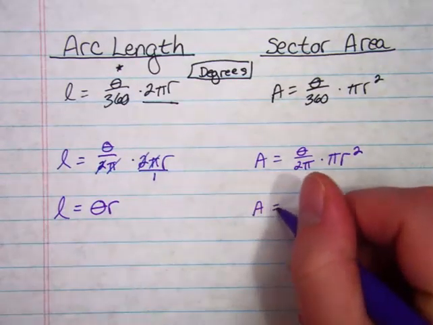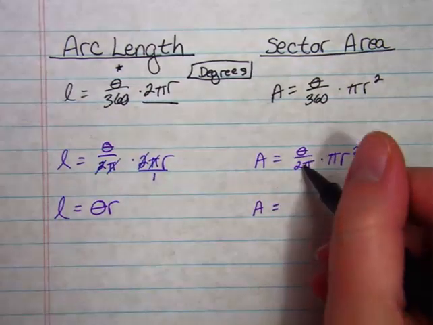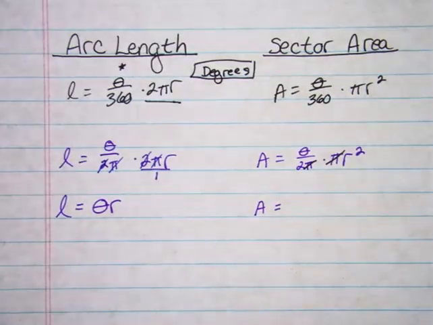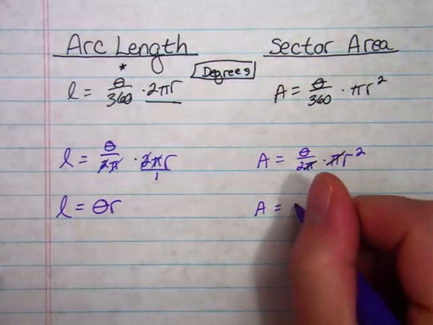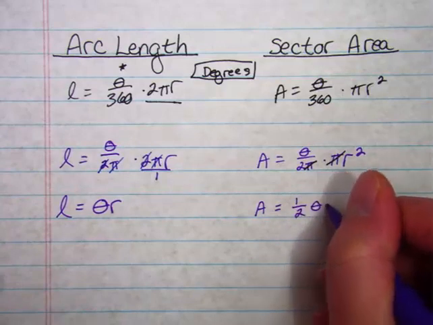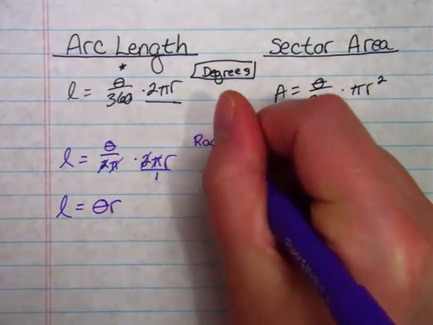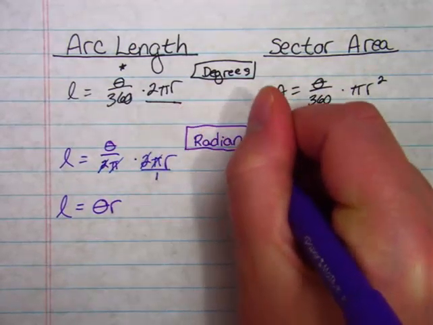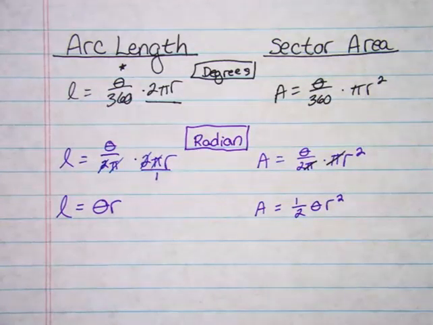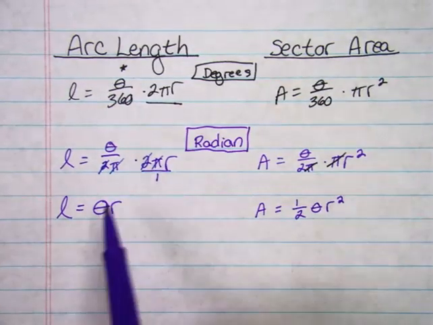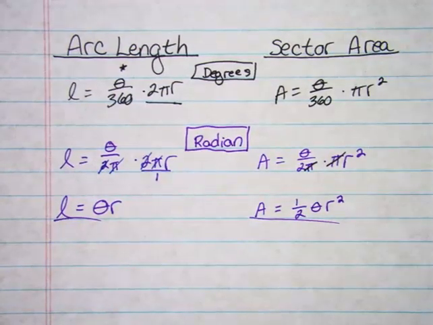In sector areas, not quite as much simplifies, but at least the pi's do. So for this one, a couple of ways you can write it. I like to write it as 1/2 theta r squared, or you can do theta over 2 times r squared, or theta times r squared over 2. All of that works. But both of these work with radian measures. So if I give you a radian measurement, instead of having to convert it to degrees and then use that bulky formula, I can use these two formulas, and it's going to straightforwardly tell me what my arc length is and what the sector area is. So we're going to do a quick example with this.